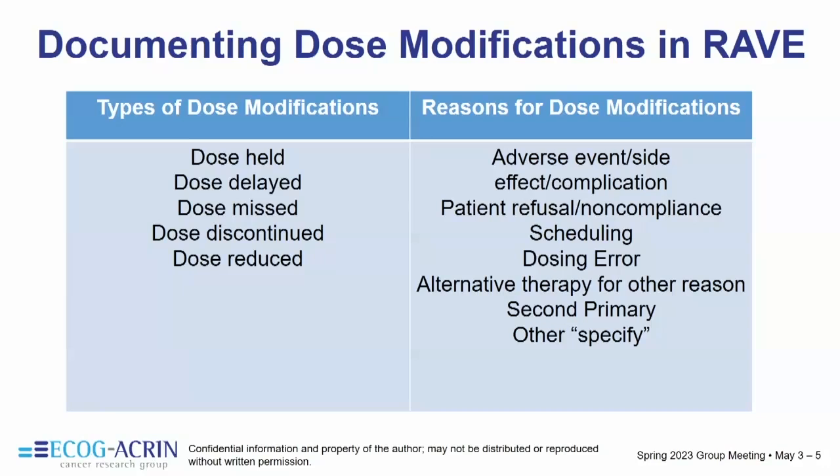And then the alternative therapy in the second primaries, that would be what you're entering when the dose is being discontinued. If your reasons for dose modifications do not fit into any of these categories, oftentimes RAVE will let you type in other, and that's where we want you to be really specific on the reason as to why the dose modification or deviation happened.